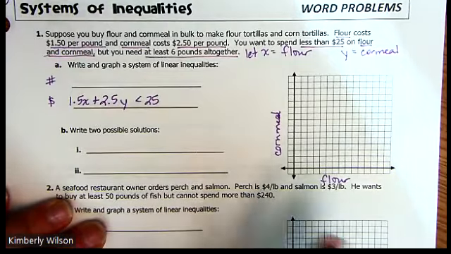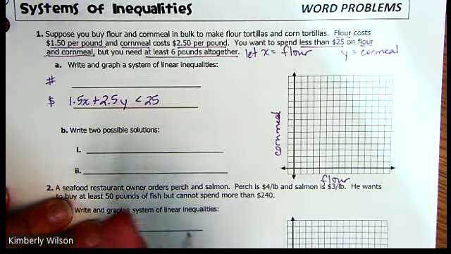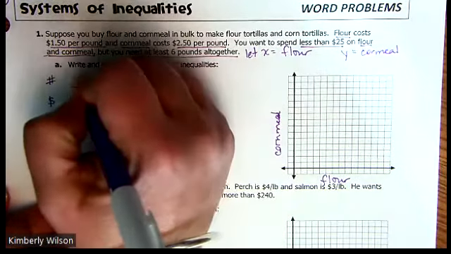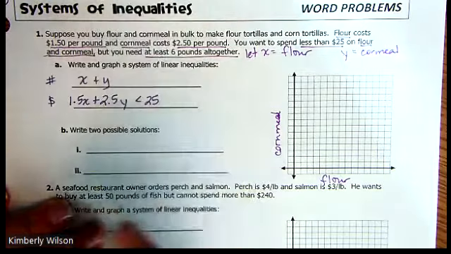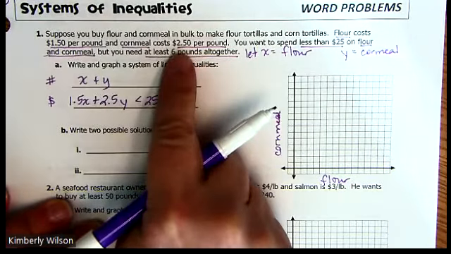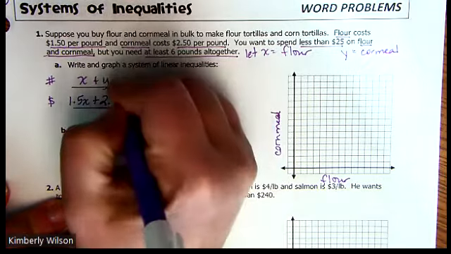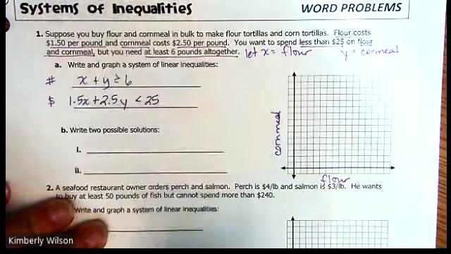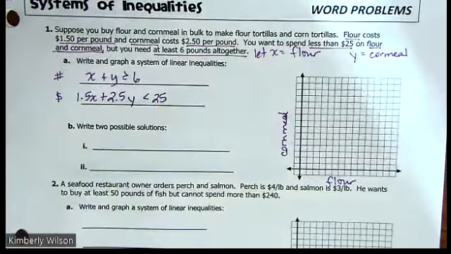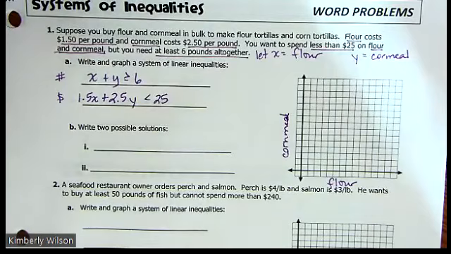Now I've got to talk about the items. We've got flour and cornmeal, so that's x plus y, and that's got to be at least, meaning the smallest it can be is 6. So it's greater than or equal to 6. Since I'm graphing, these have to be changed to y equals mx plus b form. So that's my next step.